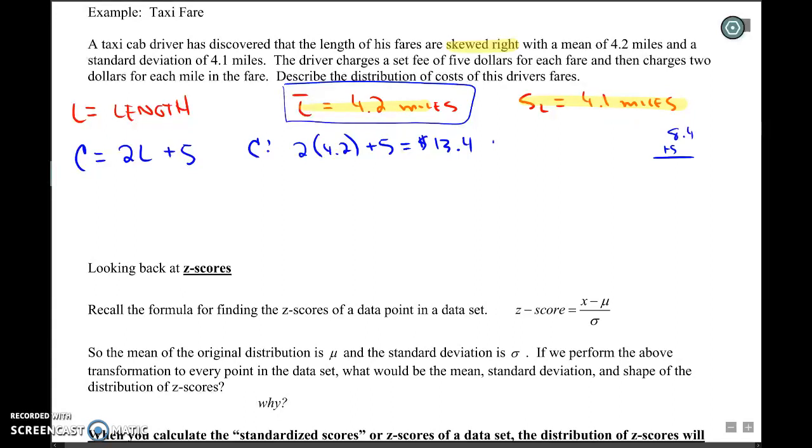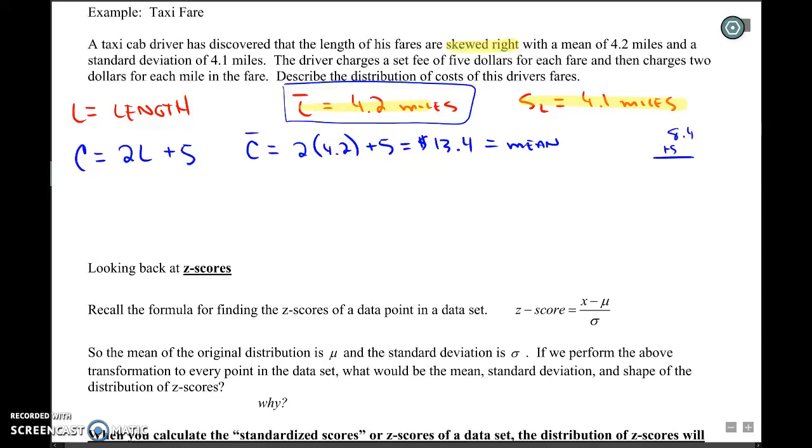This is going to be the mean. I guess I should use better notation. C, cost, center. All right, looking at the clock. C bar, that's equal to the mean.